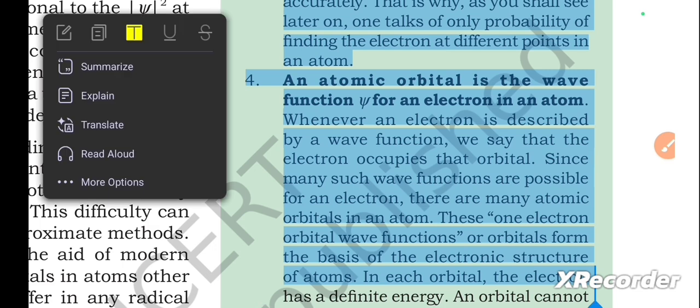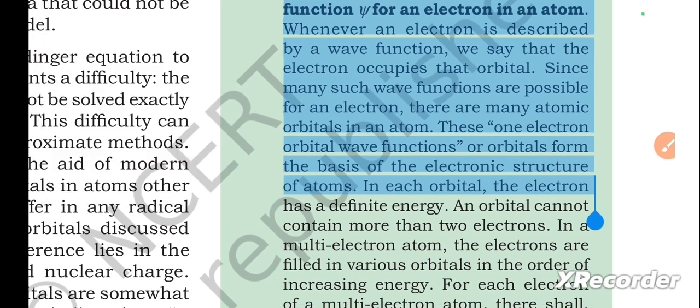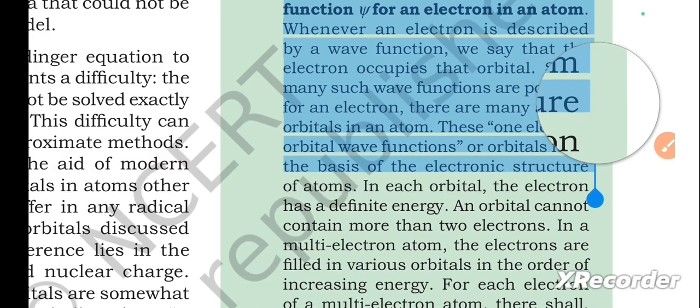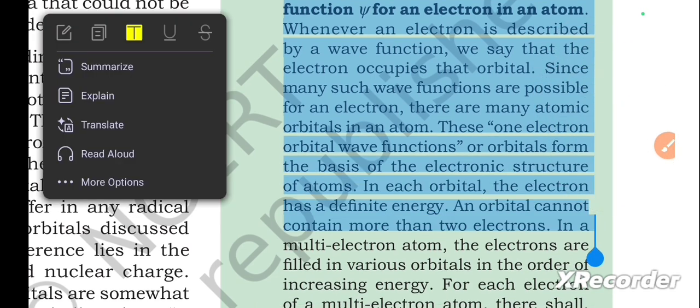Fourth, an atomic orbital is a wave function for an electron in an atom. Whenever an electron is described by a wave function, we say that the electron occupies that orbital. Since many such wave functions are possible for an electron, there are many atomic orbitals in an atom. These one-electron orbital wave functions, or orbitals, form the basis of the electronic structure of atoms. In each orbital, the electron has a definite energy.